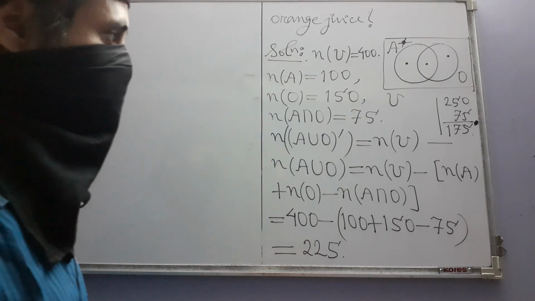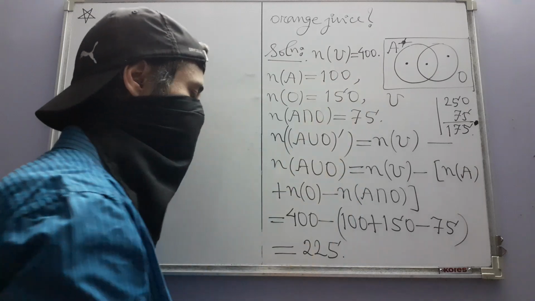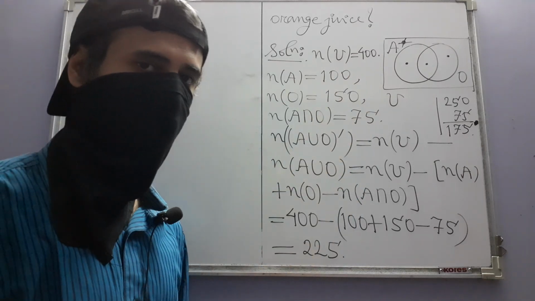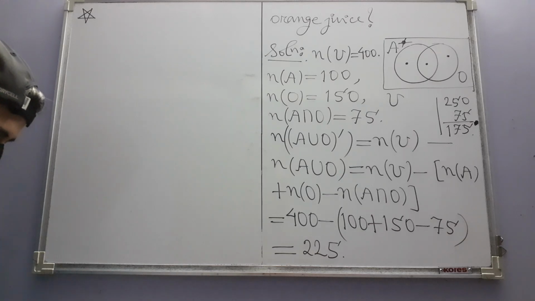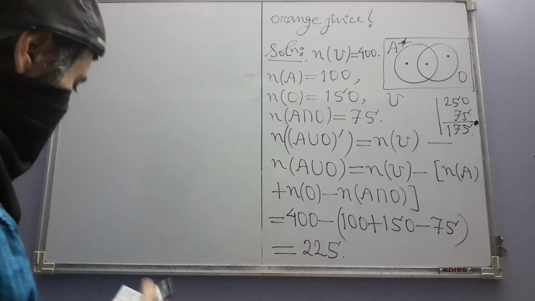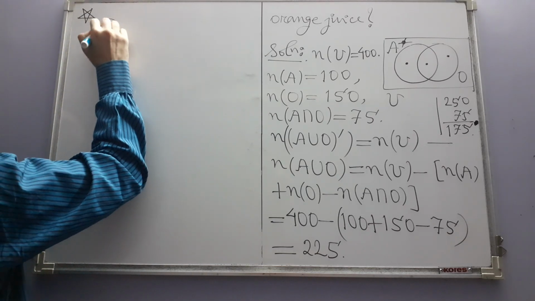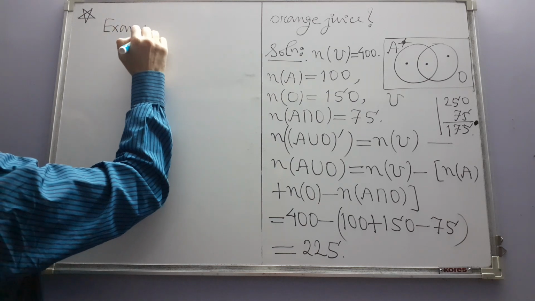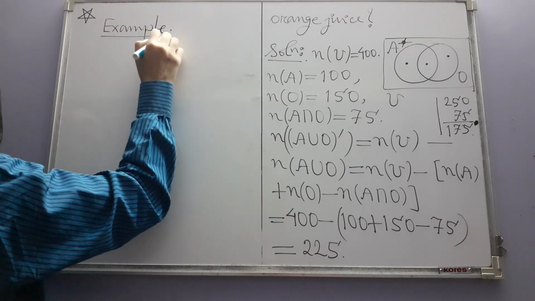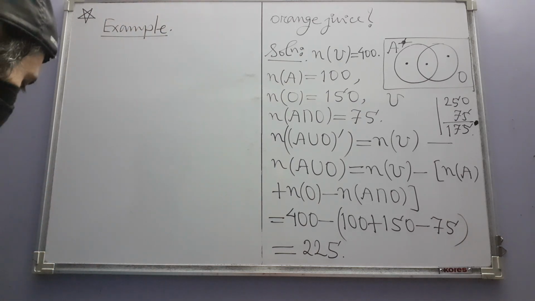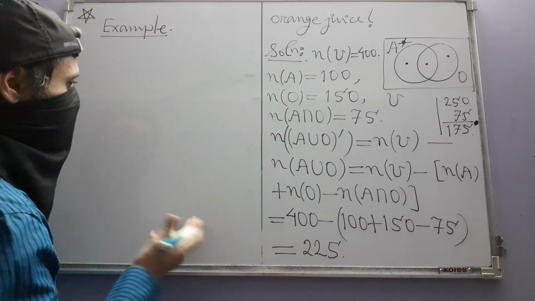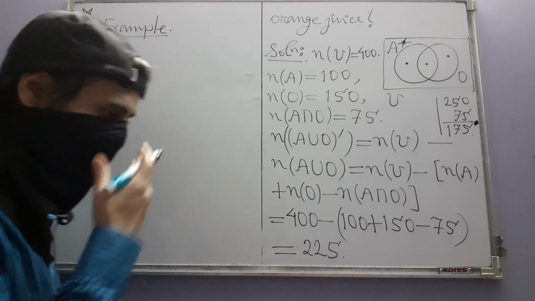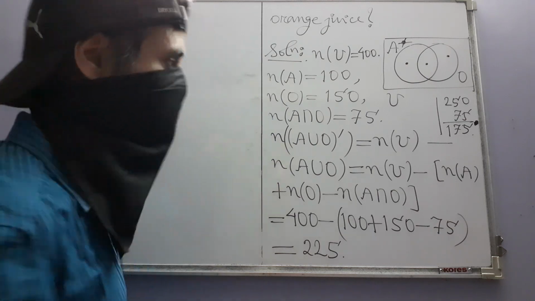Okay, so 225 students are there who like neither apple juice nor orange juice. And then there is one last one. There are 200 individuals with a skin disorder. Well, I also have a skin disorder, which is why I have to appear like this.